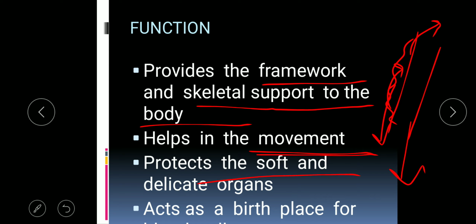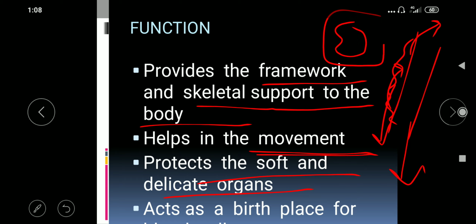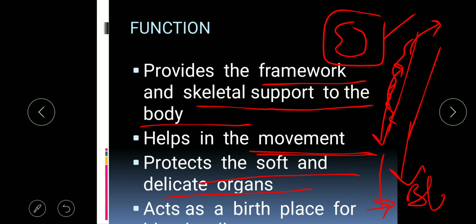It also protects the soft and delicate organs of our body, like the brain. The brain is protected inside a hard case made up of bone known as the skull, or the brain box or cranium. It also acts as the birthplace for the blood cells. All blood cells, that is RBC, WBC and platelets, are generated from the bone marrow of the long bones.